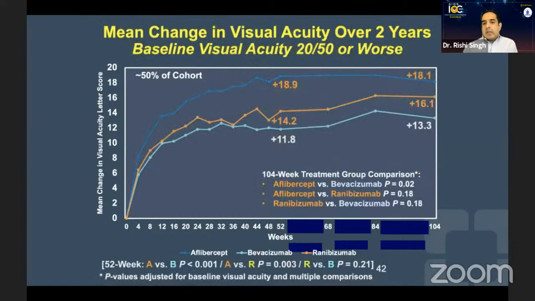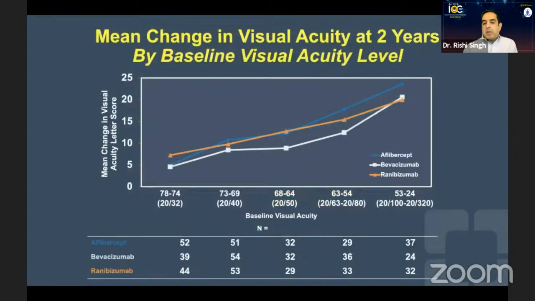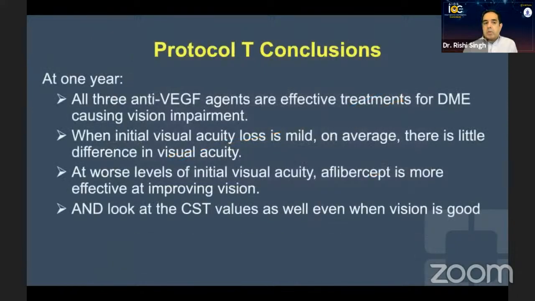And again, looking at that 2-year outcome, you saw that same improvement. And here you can see, again, as vision got worse, you see that improvement in visual acuity as time went on, especially with the aflibercept over controls. But all 3 anti-VEGFs were considered effective for vision 20/40 or better. That was sort of the takeaway.